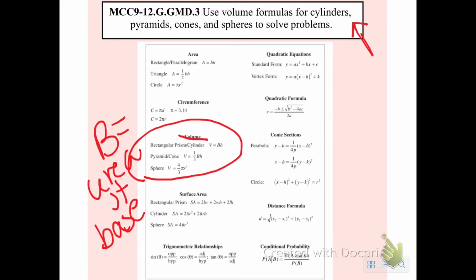So you will also need to use this part of your formula sheet right here, which is the area formula, and that depends on what type of base you have. If your base is a rectangle, you would use the first formula. If it's a triangle, you would use the second formula, or if it's a circle, you would use the third formula. So every time there's a capital B, you need to remember that that stands for the area of the base.